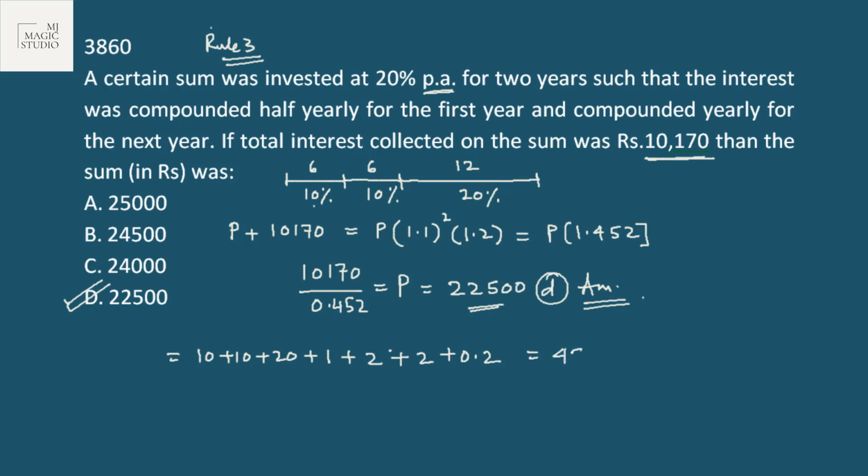So 45.2% is the interest collected on the principal. We can use rule 3 directly also if we are not using a calculator. Now principal will be 10,170 divided by 45.2 into 100. We can use this also. And now solve this. On solving, we'll get 22,500. Option D is the pick.